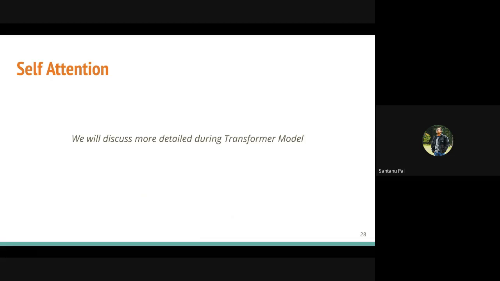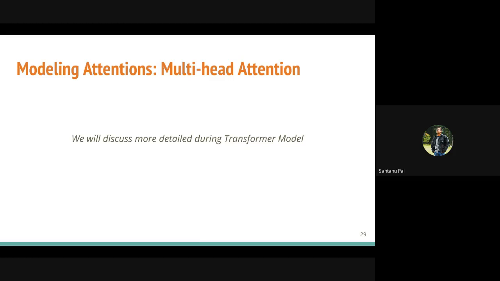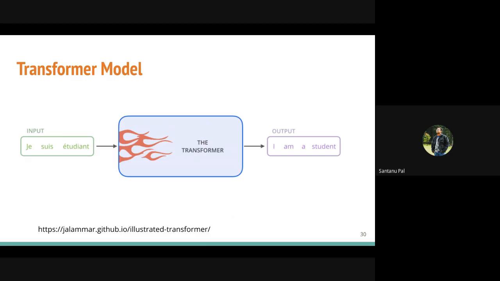Now the details about self-attention we will discuss in the transformer model. Also we will discuss multi-head attention during the transformer model. So now let's begin with the transformer model.